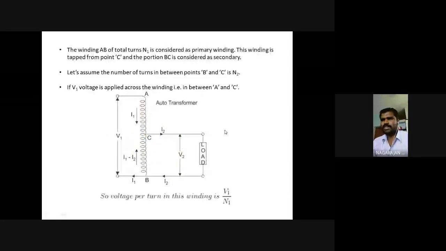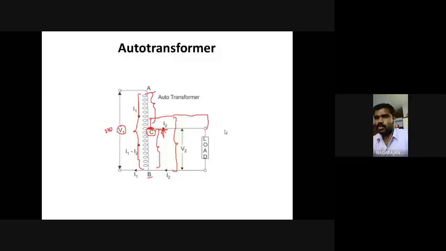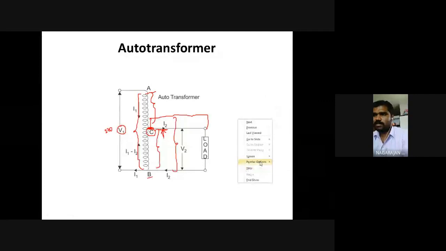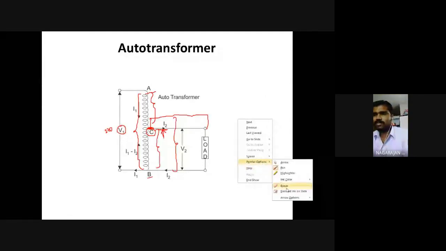This part we derive to show how much copper is saved. I will explain the difference between an auto transformer and an ordinary transformer. The first point is that an ordinary two winding transformer has two different windings, namely primary and secondary. They have different numbers of turns. That is one difference between a two winding transformer and an auto transformer.